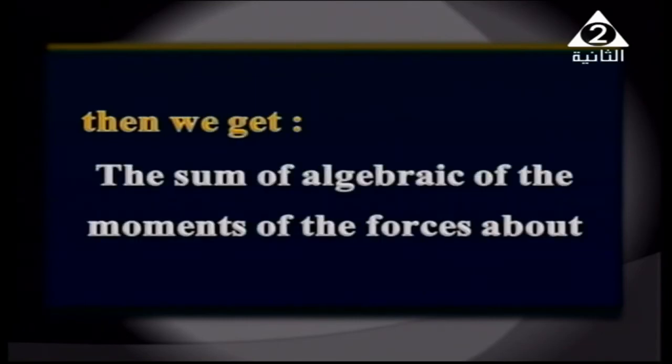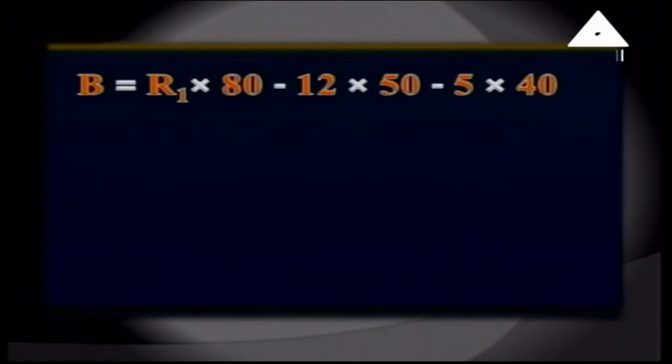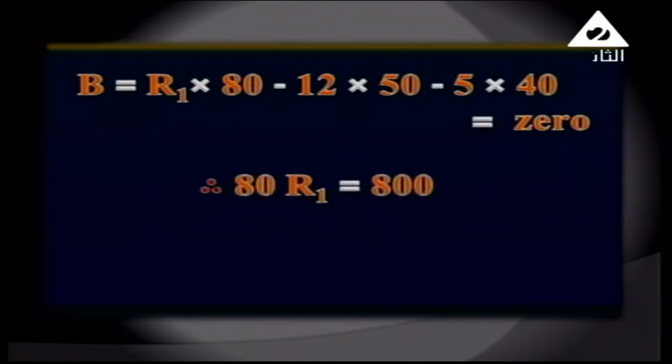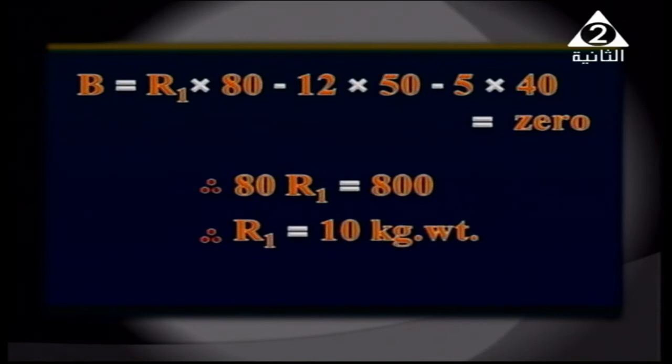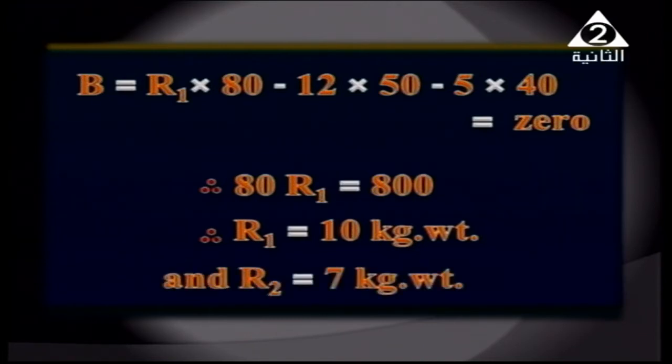Then we get the sum of the algebraic measures of the moments of the forces about B equals R1 times 80 minus 12 times 50 minus 5 times 40 equals 0. Find the value of R1 by the same method. R1 equals 800 over 80, equal to 10 kg weight. After that, we can substitute in equation 1 to find the value of R2 equals 7.